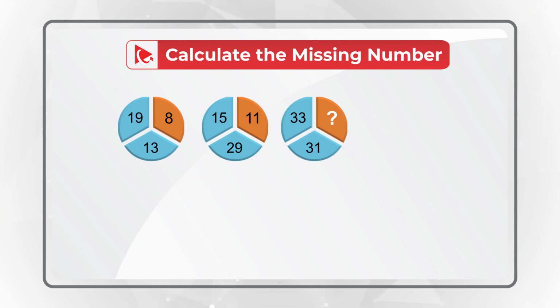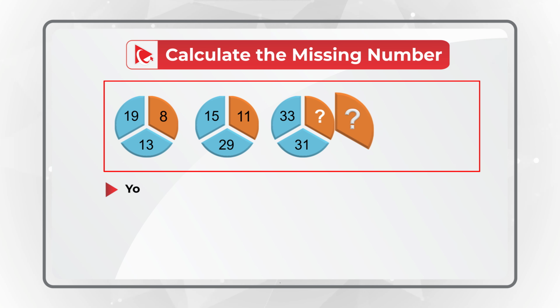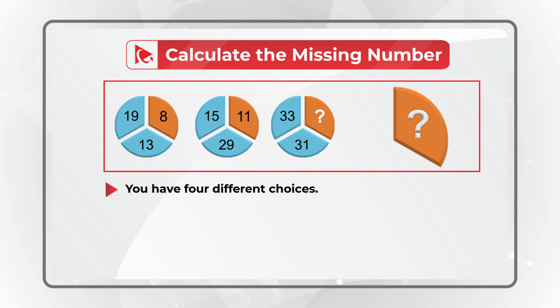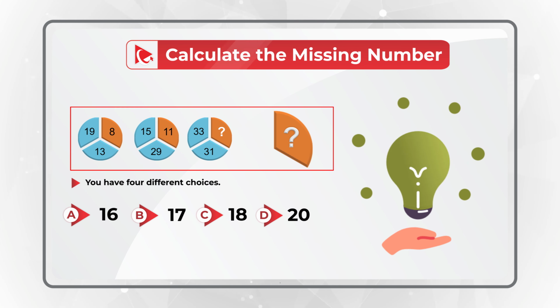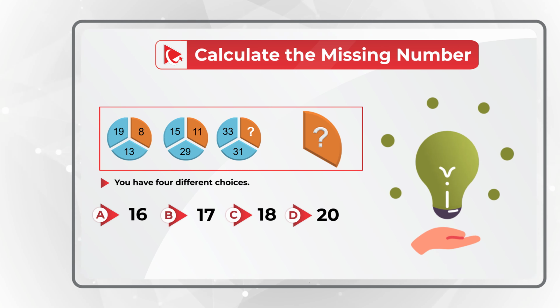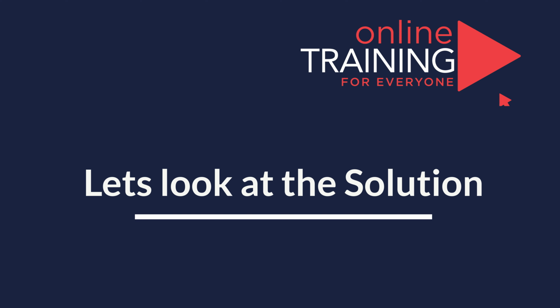You need to calculate the missing number out of four different choices. Choice A, 16. Choice B, 17. Choice C, 18. And then choice D, 20. Did you calculate the right answer? As I mentioned, the solution to this problem is really interesting. So let's move forward to get to the correct solution together.